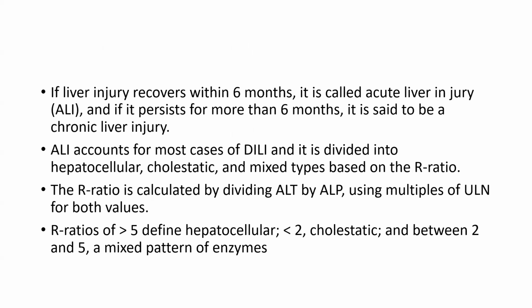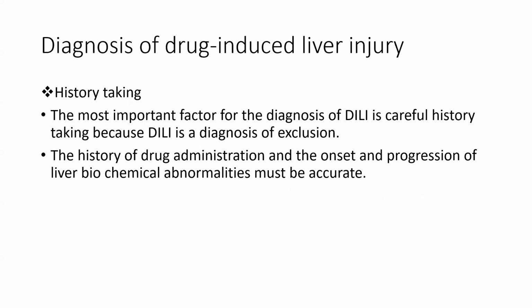If liver injury resolves within 6 months, it is called acute liver injury, and if it persists for more than 6 months, it is said to be chronic liver injury. Acute injury accounts for most cases of DILI, and it is divided into hepatocellular, cholestatic, and mixed type based on the R ratio. The R ratio is calculated by dividing ALT by ALP using multiples of the upper limit of normal for both values. An R ratio of more than 5 defines hepatocellular, less than 2 cholestatic, and between 2 to 5 is the mixed pattern of enzymes.